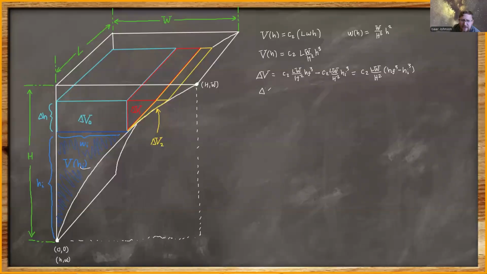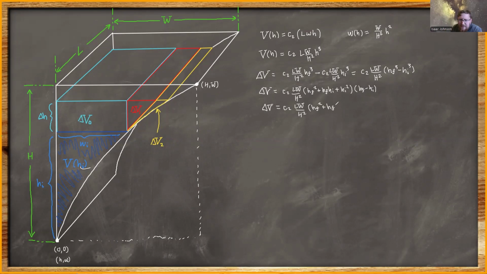In this case, we need to do a little bit of factoring. Once we factor this out, the difference of cubes gives us H final squared plus H final H initial plus H initial squared. And out pops H final minus H initial. So that's our delta H that we needed to compare the change in volume with the change in water level height. And so we'll just write that as delta H now.